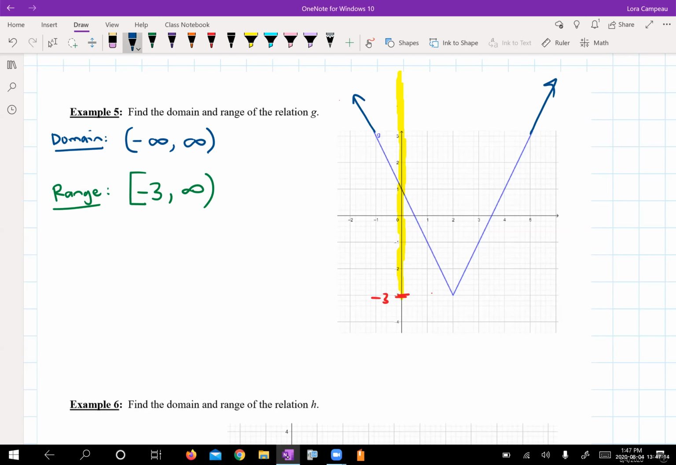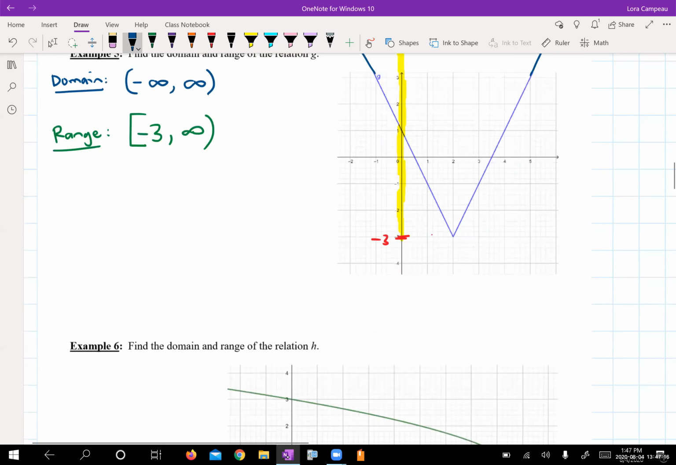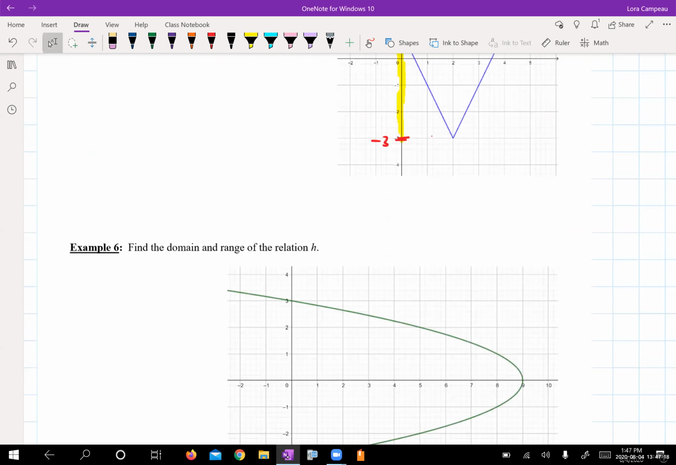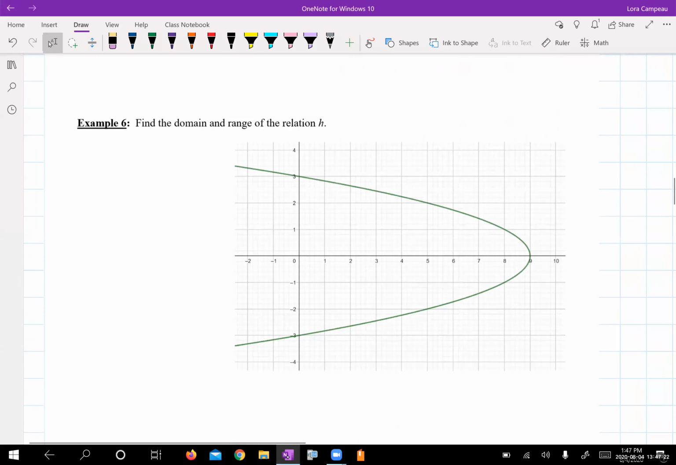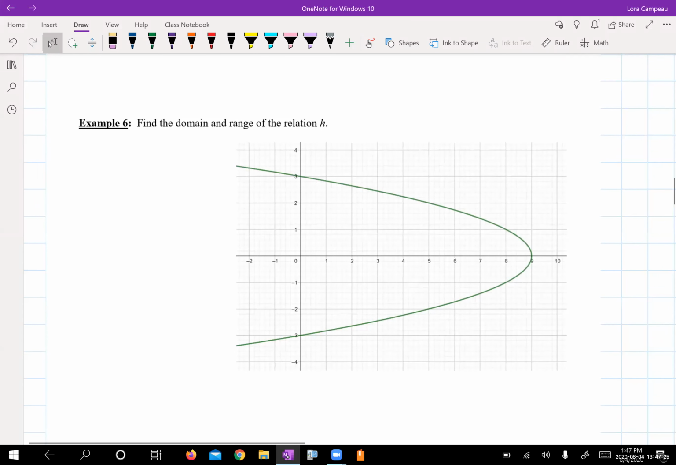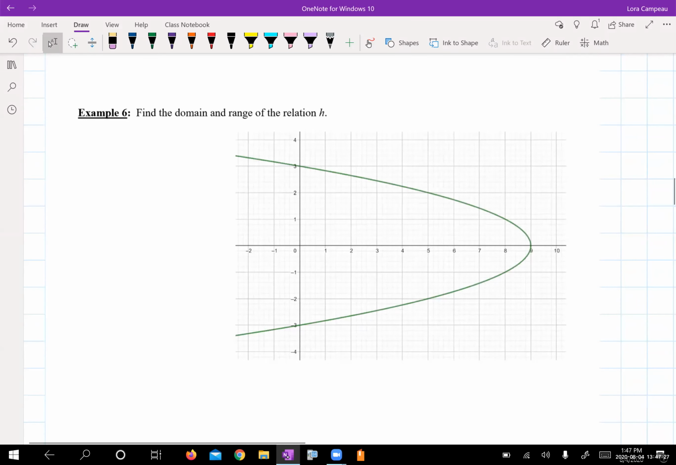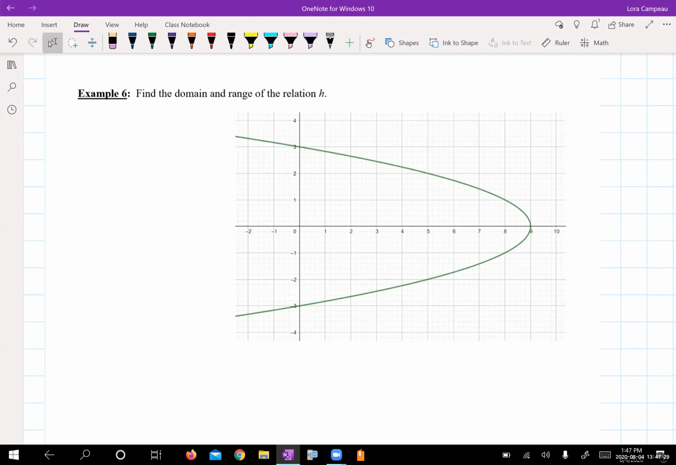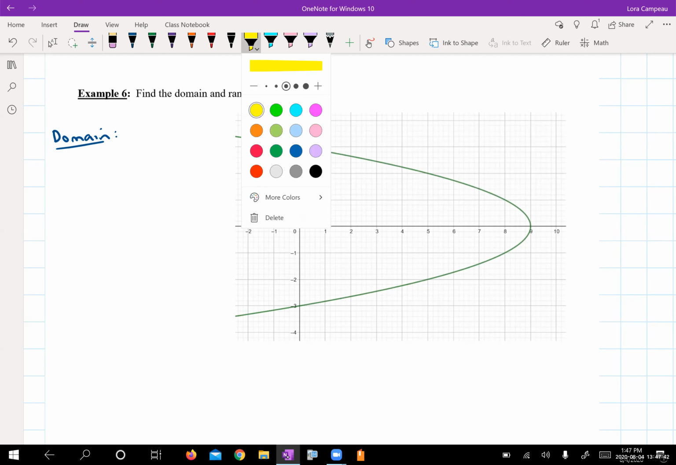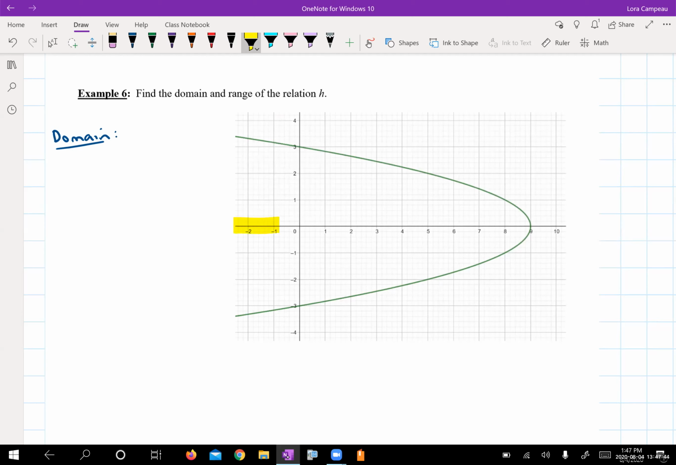Ready for another one? I take that as a yes. So we're going to look at one of these sleeping parabolas. And what we're kind of trying to decide, again, with domain and range, might be useful to just label what we're looking for. Okay, so if I'm looking at the domain, one more time, I'm looking at the x-axis.